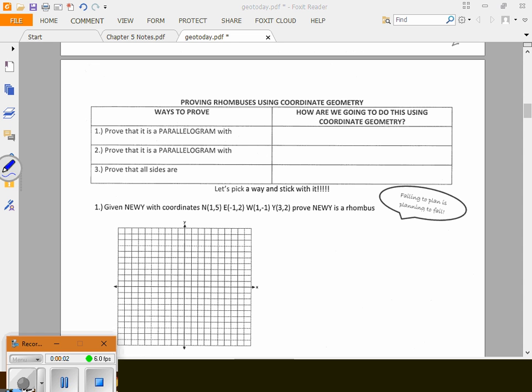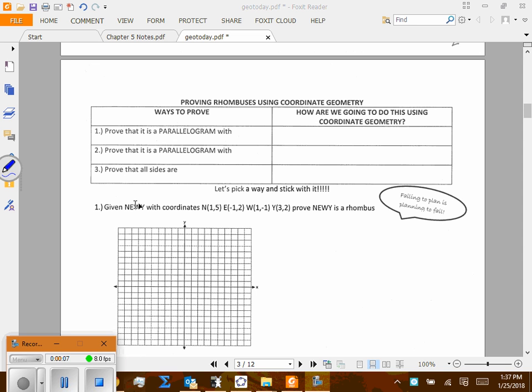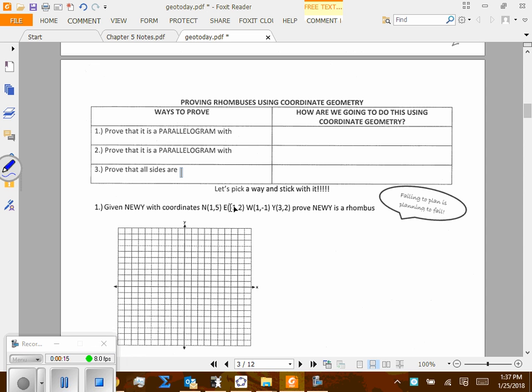I asked you to prove rhombuses using coordinate geometry. So I asked you to fill in this table. Coming down to this bottom one, it says prove all sides are, what do all sides have to be? Congruent. Okay, so congruent, and that's the definition to be a rhombus. So we're looking there at the distance formula.